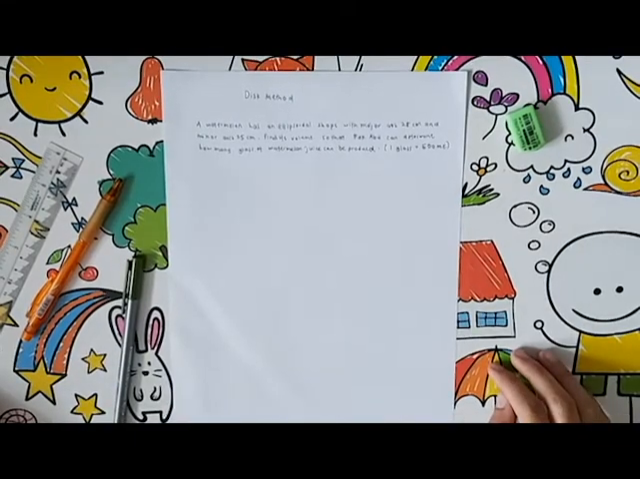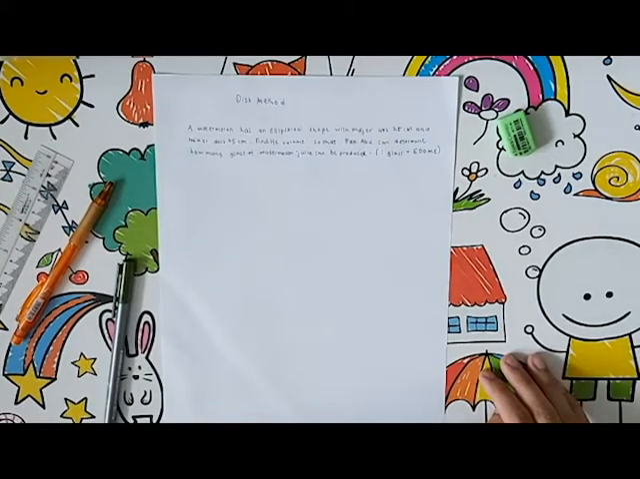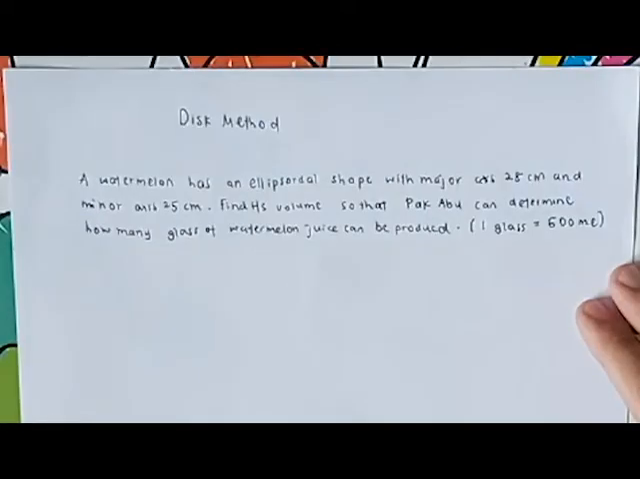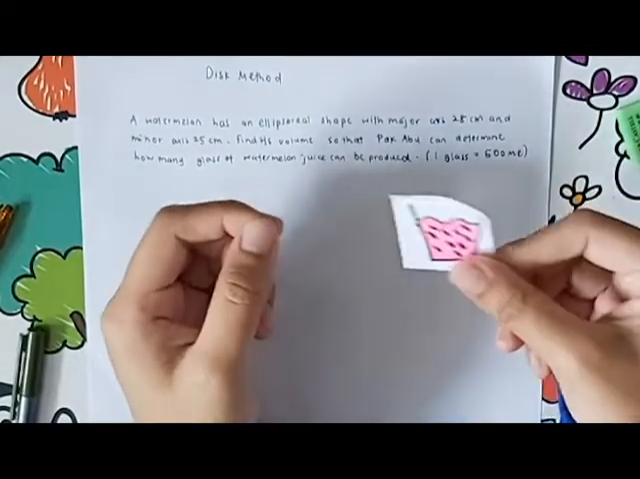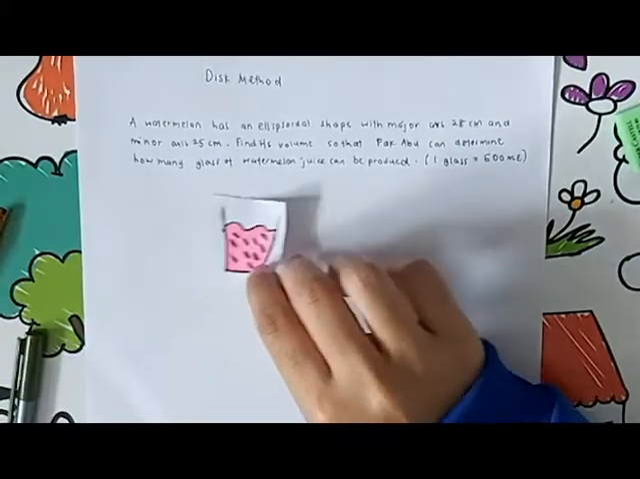Application of integration for volume. Volume has three methods. The first one is this method, so we're going to go through a question for this method. A watermelon has an ellipsoidal shape with major axis 28 cm and minor axis 25 cm. Find its volume so that Pak Abu can determine how many glasses of watermelon juice can be produced. One glass equals 500 ml. So what he really wants to do is find how many glasses can be produced from the watermelon.